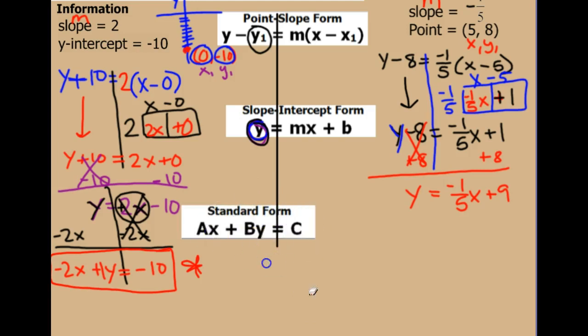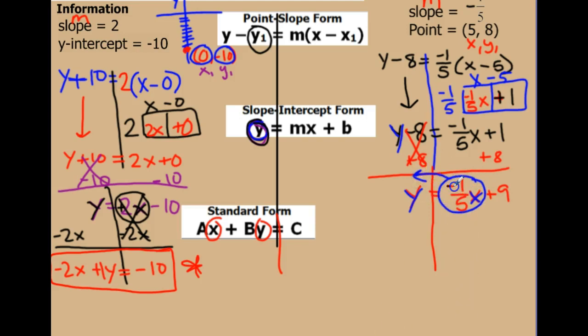We need to get x and y on the same side. All I care about is x and y. I don't care what numbers are there. I need the x and the y on the same side. And right now, y is over here and x is over here. So we need to move this x over to the other side.